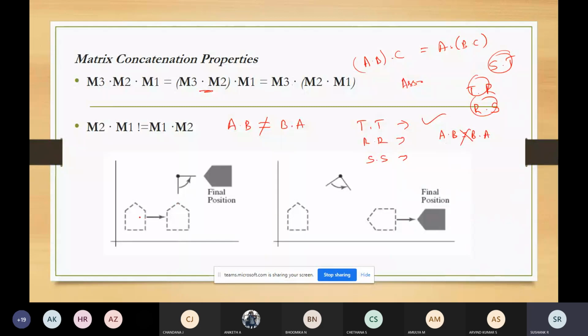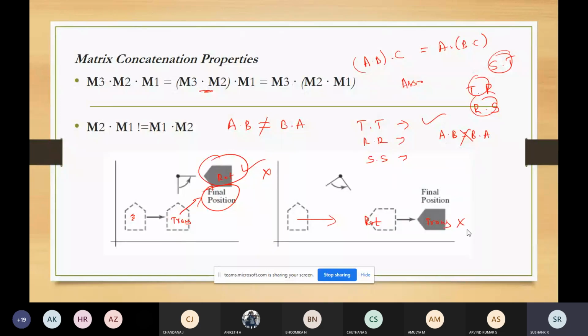So that is an example. See here, initially this is my object. First I'm performing the translation. After that I'm performing the rotation by 45 degrees. So this is the final position. But for the same thing, first I'm performing the rotation. After that I'm performing the translation. See the result here. Here the final position is at some point, and here the final position is at another point. So keep this property in mind.